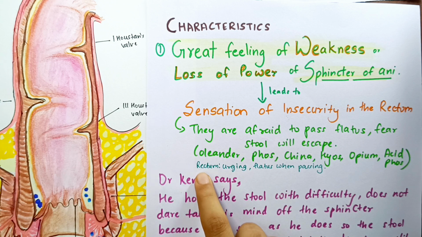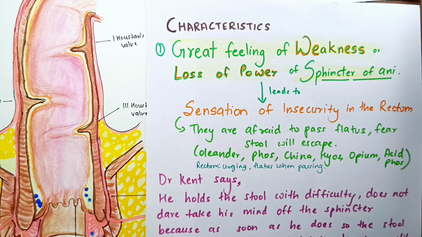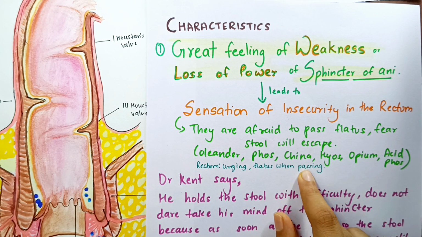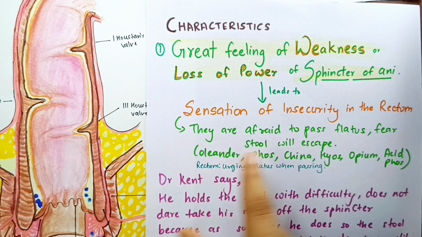And I have also added a few rubrics from Kent's repertory, which will be very much related to the symptom that we're talking about. So rectum urging, flatus when passing. This is a rubric related to this symptom, and it is from Kent's repertory.